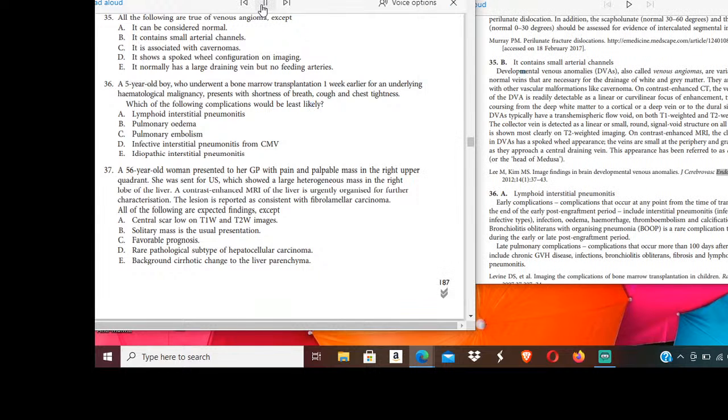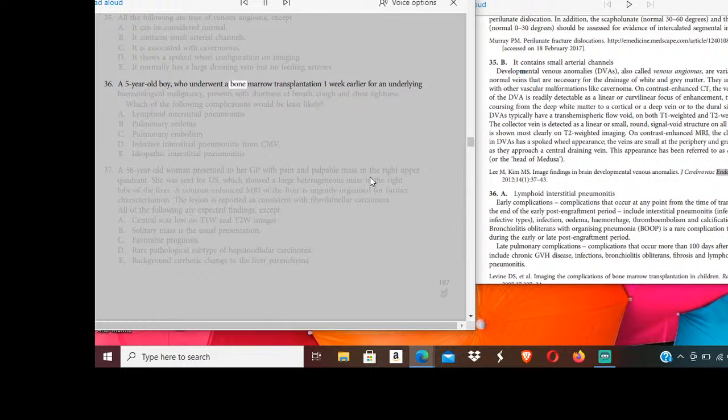J Cerebrovasc Endovasc Neurosurg. A 5-year-old boy who underwent a bone marrow transplantation 1 week earlier for an underlying hematological malignancy presents with shortness of breath, cough, and chest tightness. Which of the following complications would be least likely? A. Lymphoid interstitial pneumonitis. B. Pulmonary edema. C. Pulmonary embolism. D. Infective interstitial pneumonitis from CMV. E. Idiopathic interstitial pneumonitis.